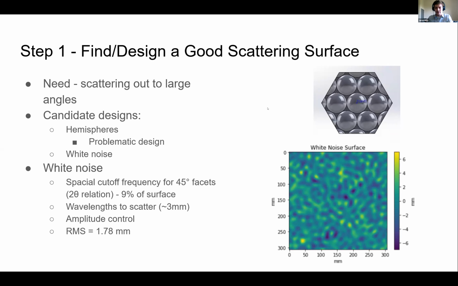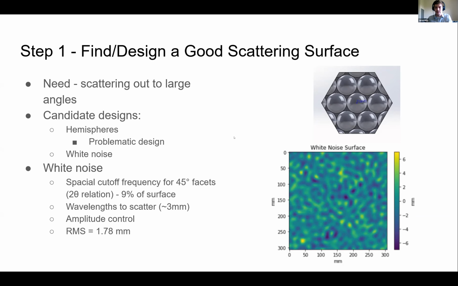They weren't always entirely evenly scattering. They were hard to actually manufacture in these tight corners and crevices. And a lot of these surfaces had a lot of flat area, which acted a lot like specularly reflecting materials. And so we decided to go with our second candidate, which was white noise. There's an image of that surface here in the bottom right, which is the one that we actually produced and simulated, and I'll talk about this later.